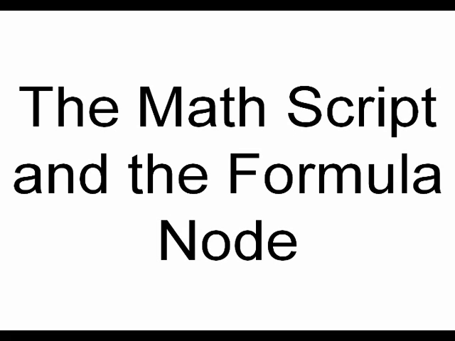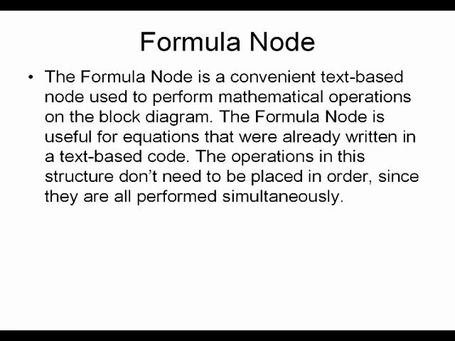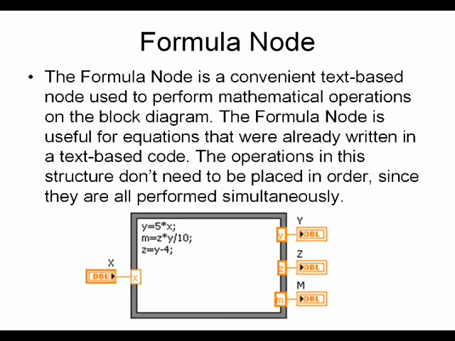This tutorial will be about the math script and the formula node. Let's first talk about the formula node. The formula node is a convenient text-based node used to perform mathematical operations on the block diagram. This is very useful for equations that were already written in a text-based code. The operations in this structure don't need to be placed in order since they all perform simultaneously.